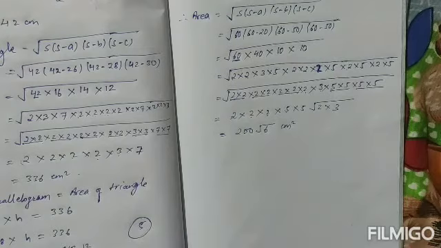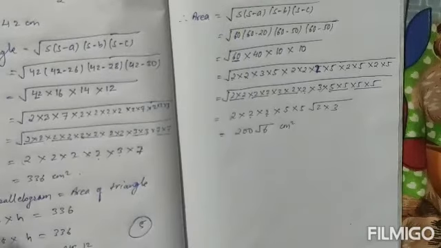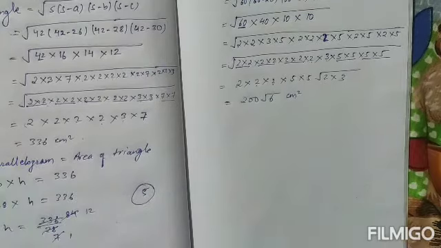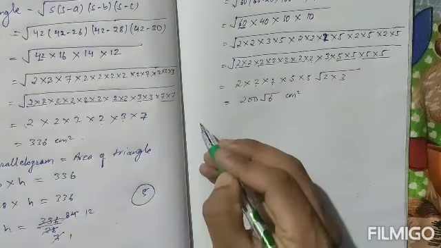So this is the area of each piece. But we are not asked to find the area of each piece. We are asked to find how much cloth of each color is required for the umbrella. So we have to find the cloth for each color. We have a total of 10 pieces, isn't it? But for each color we have how many pieces? We have only 5 pieces, because there are two different colors.